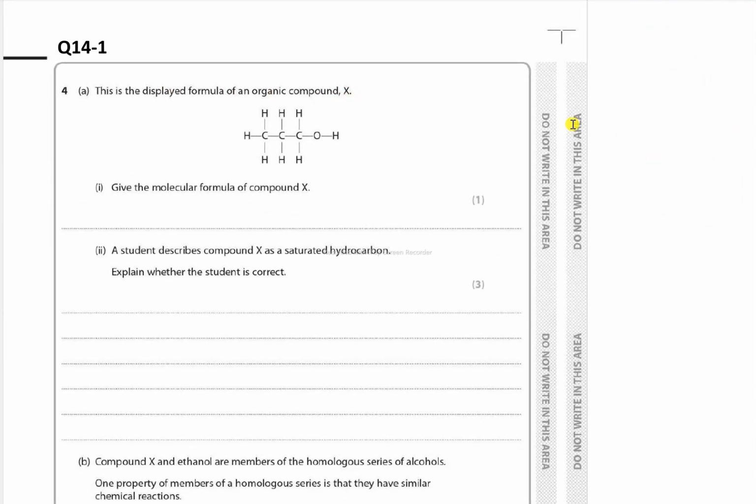Right. Displayed formula. Have you noticed it's got OH in? That tells you it's an alcohol group. Give the molecular formula for compound X. So we've got 1, 2, 3 carbons. We've got 8 hydrogens and 1 oxygen. A student describes compound X as a saturated hydrocarbon. Is he correct? No. Why?